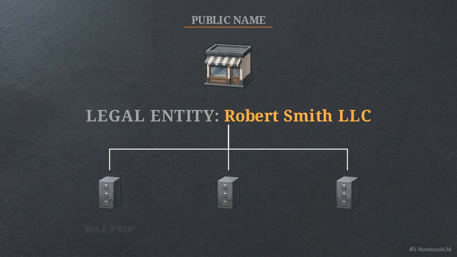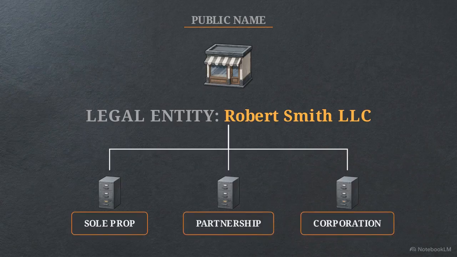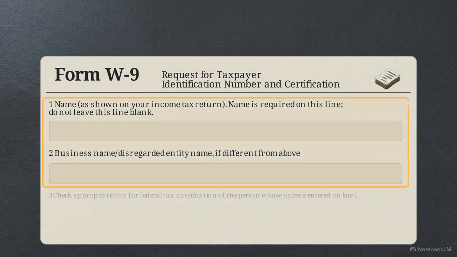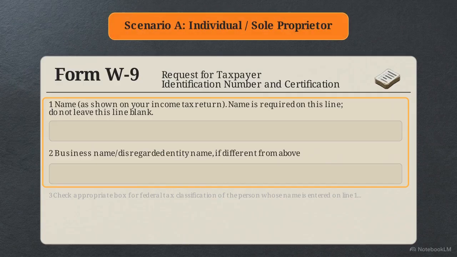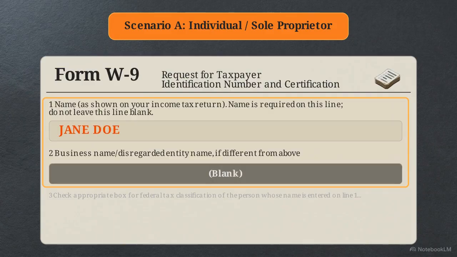You must understand exactly how the federal government classifies your entity, which often differs from your public business name. Focus on lines 1 and 2. For solo business owners, this is where frequent validation errors occur. If you are an individual or sole proprietor, put your personal name on line 1 exactly as it appears on your tax return. Line 2 remains blank.